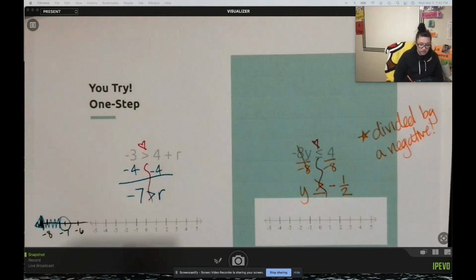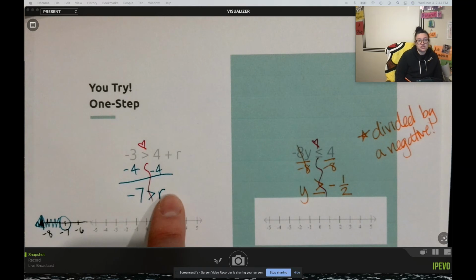So this first one, you should get -7 is greater than r. I subtracted 4, so my sign does not flip. It stays the same. I should have an open circle on -7 and shade to the left because r is smaller than -7. Smaller numbers are on the left side.